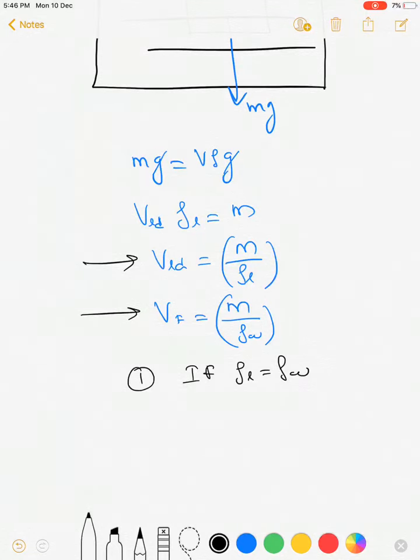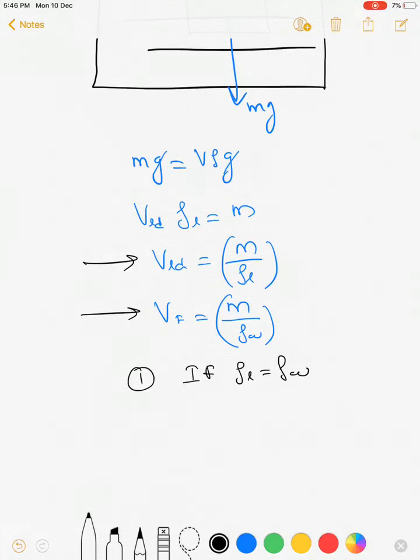So we can say that if density of liquid is equal to density of water, then volume of liquid displaced by the floating ice will be equal to water formed due to melting of ice. So level of water will always remain unchanged, irrespective of whether half of the ice melts or it melts completely.